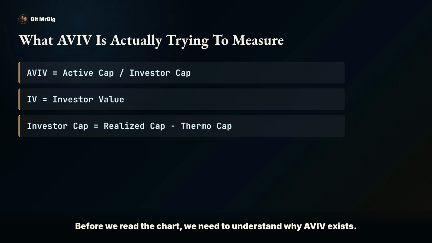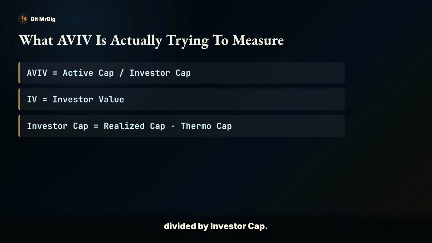Before we read the chart, we need to understand why AVIV exists. AVIV stands for active value to investor value. The IV here is investor value. The simple formula is AVIV equals active cap divided by investor cap, and investor cap equals realized cap minus thermocap. This matters because AVIV is trying to isolate the capital actually contributed by investors, then compare it to the value carried by economically active coins.